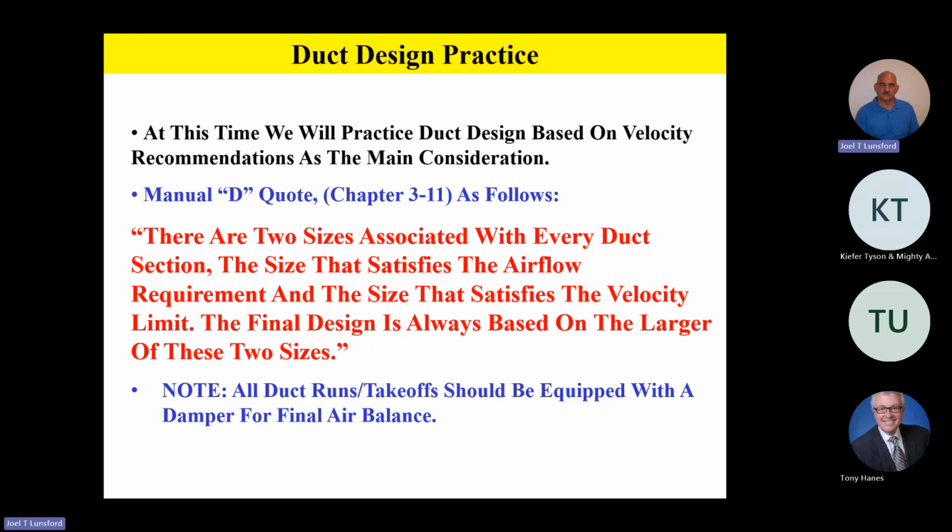However, Manual D clearly states in Chapter 3 that there are 2 sizes associated with every duct section: the size that satisfies the airflow requirement, in other words, the friction loss method, and the size that satisfies the velocity limit, which is also called the velocity limit method or the velocity method of designing duct systems. The final design is always based on the larger of these 2 sizes. Just as a point of reference, guys, put this in your back pocket, write it down, make a note of it: the velocity method will always give you a slightly larger duct system.